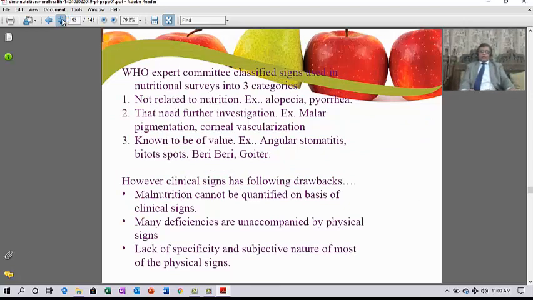Now, the World Health Organization Expert Committee classified signs used in nutritional surveys into three categories. What we are saying is what constitutes a nutritional survey, or survey of the nutrition taken by a community. Number one, we broadly classify into three categories. You can come across various problems or symptoms or signs in the community, so we have to categorize whether they belong to nutritional problems or otherwise.